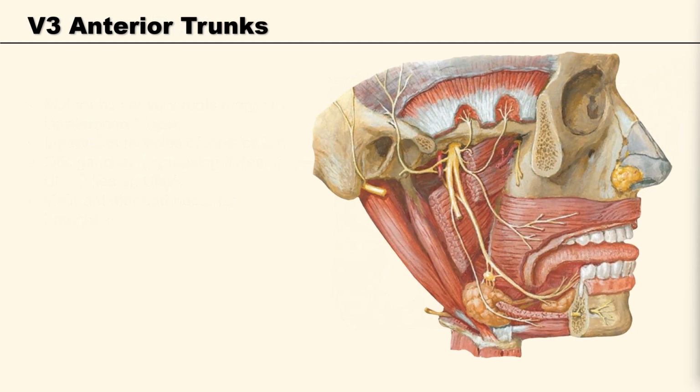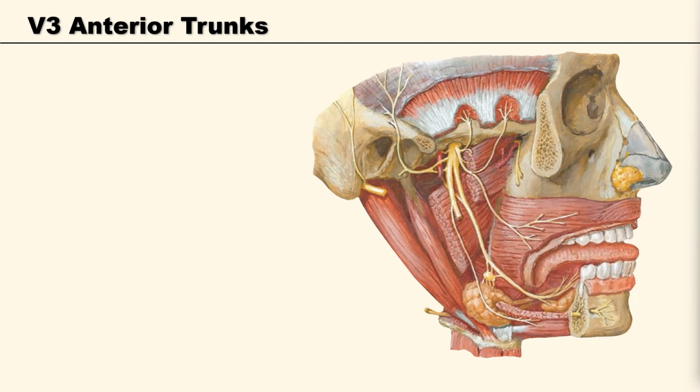We return here to a more familiar view of the mandibular nerve, that is, seen from a lateral aspect. This picture shows two trunks of V3 very clearly. These are the anterior trunk, which is almost entirely motor, but it does have one sensory branch, and a posterior trunk that is almost entirely sensory, but has one motor branch.